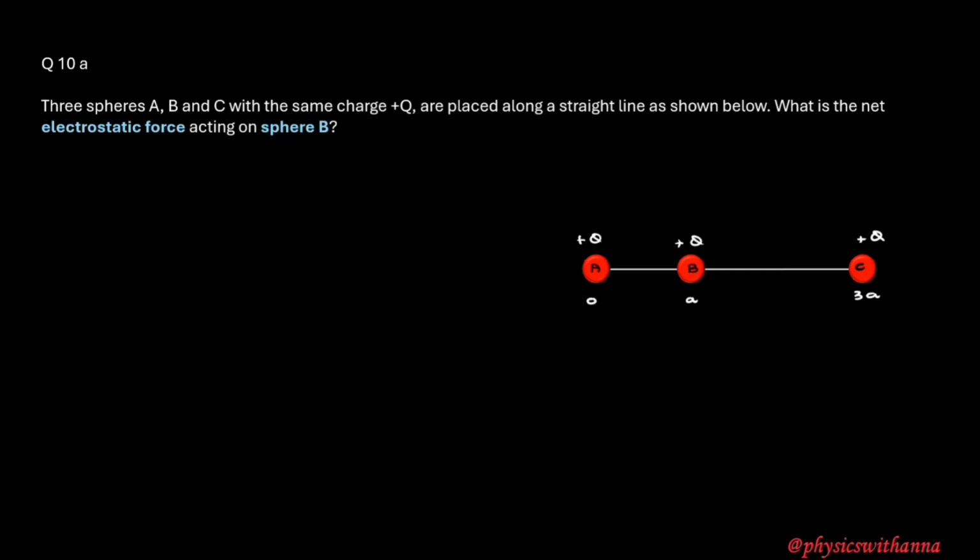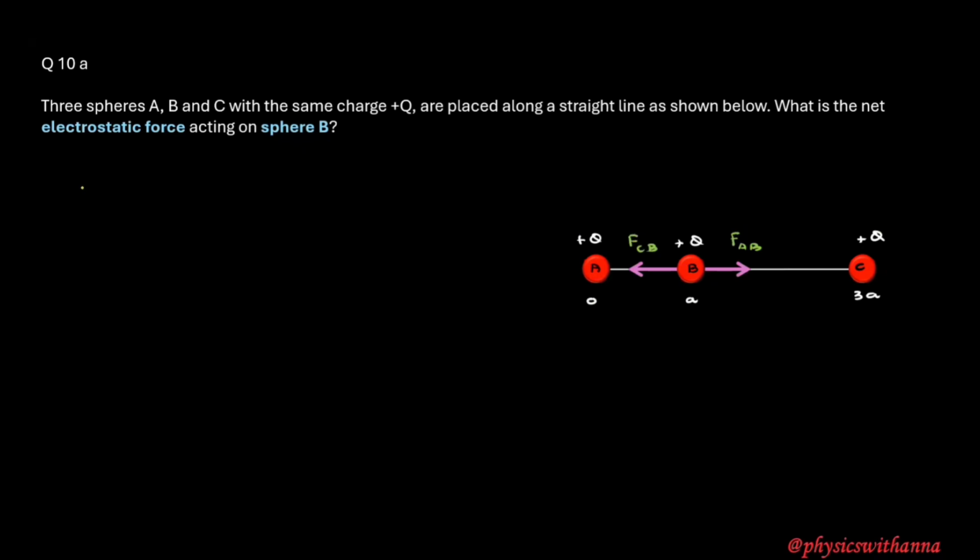So let us first find the direction of electrostatic force on B because of these individual spheres. Since both A and B are positively charged, B will be repelled away from A, and the electrostatic force because of A on B will be towards the right. We can call this force FAB. B and C are also positively charged, so B will be repelled away from C. And because of C, B will be pushed to the left, and we can write this force as FCB.